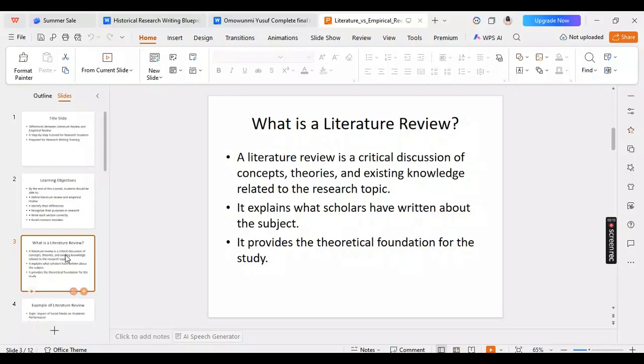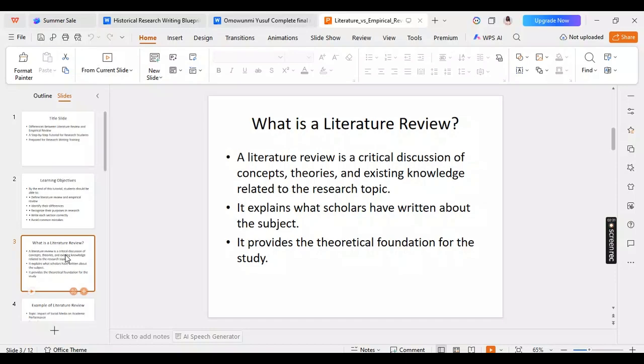So the first thing you have to understand about literature review is that it is a critical discussion of concepts, theories, and existing knowledge related to research topics. I emphasize this over and over again. I said for you to start any particular research, you don't go from picking a topic to start writing. No, you have to go and conduct a literature review.